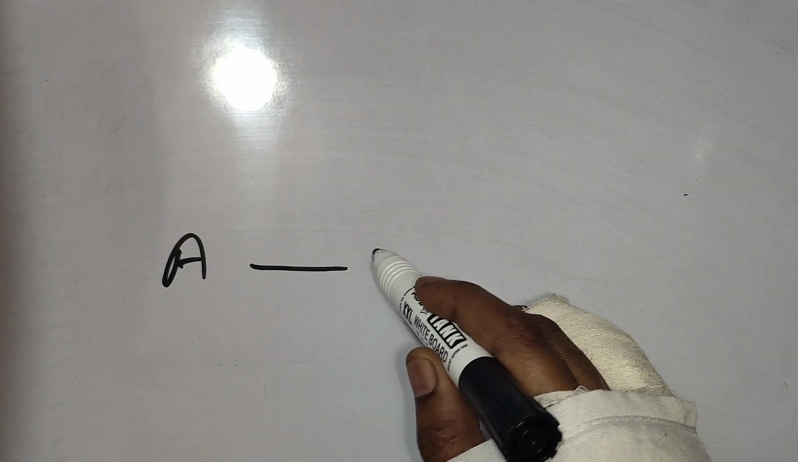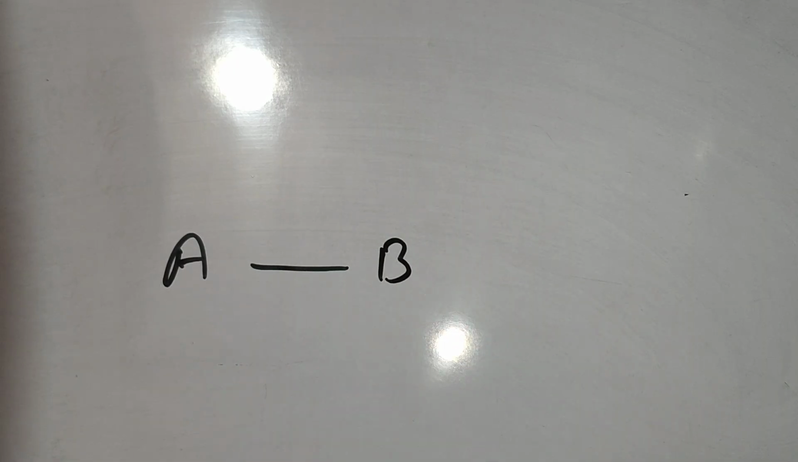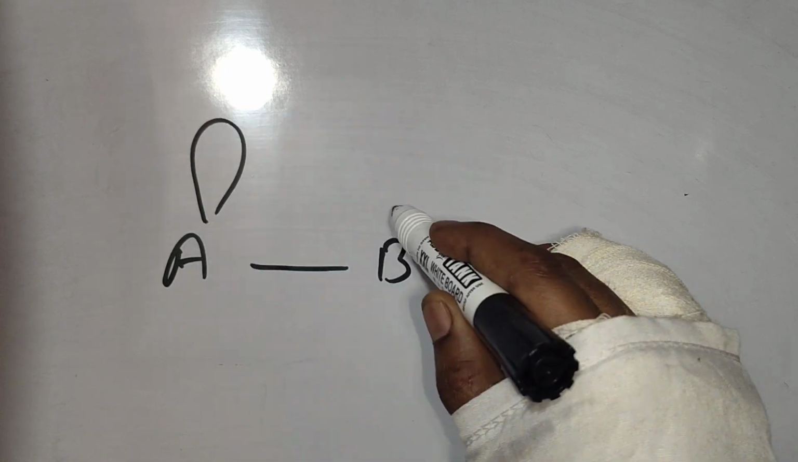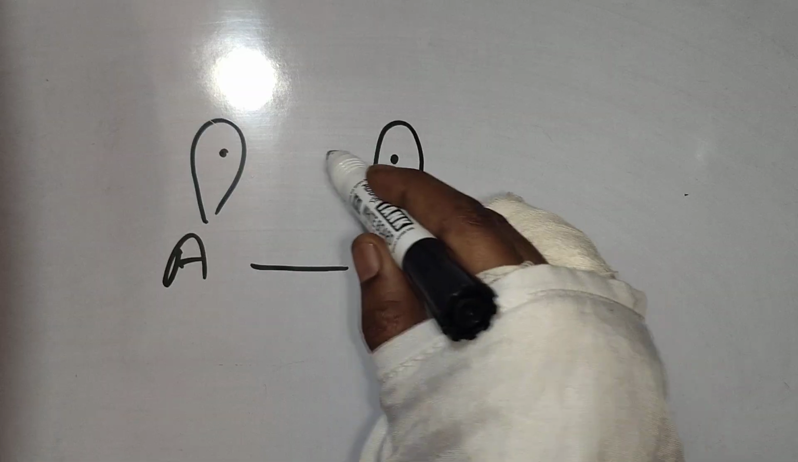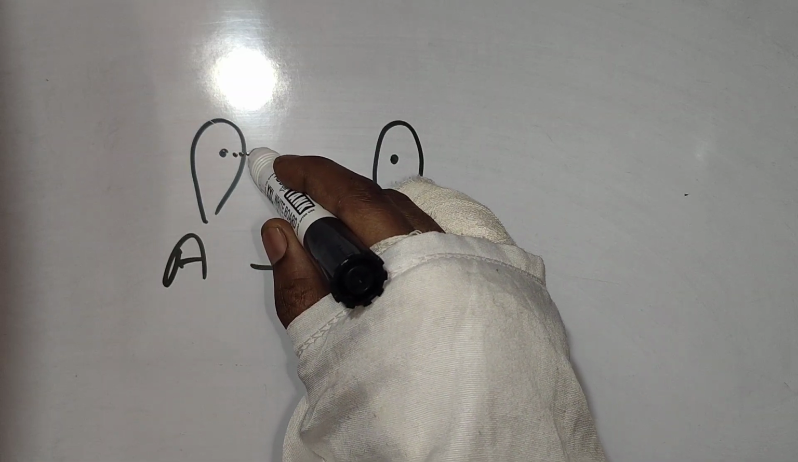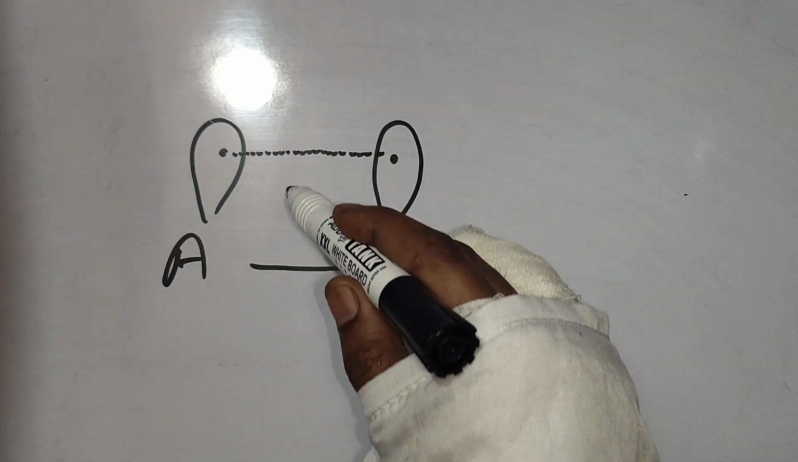If diagrammatically I show, this is a sigma bond between A and B, head-to-head overlapping of the orbitals. You know how pi bonds are generated: sidewise overlapping. One electron here, one electron here, they will overlap sidewise. Here it is not overlapped properly, but this dotted line is showing they are overlapping. This is a pi bond.